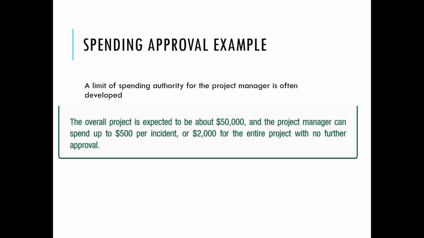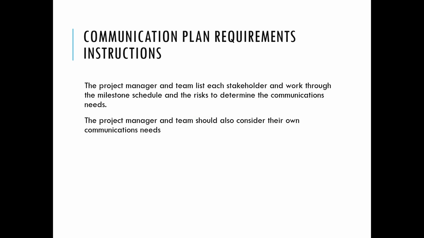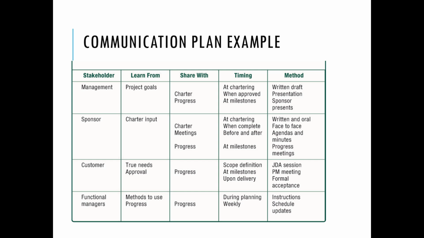A limit of spending authority for the project manager is often developed as part of spending approval. This is an example of the spending approval. The project manager and the team list each stakeholder and work through the milestone schedules and the risk to determine the communication. The project manager and the team should also consider their own communication needs. This is an example of a communication plan. You can clearly see the stakeholder who learns from it and who it will be shared with, what the timing is and what the method of communication is.